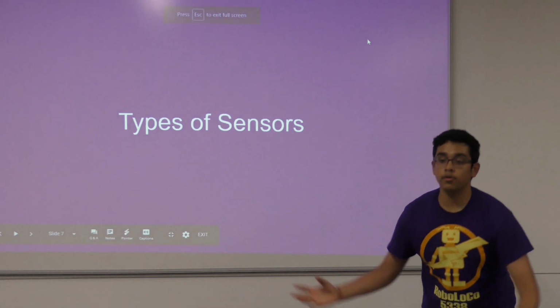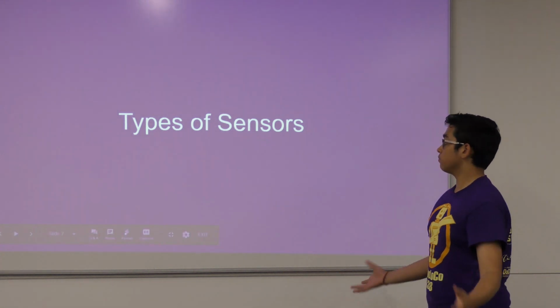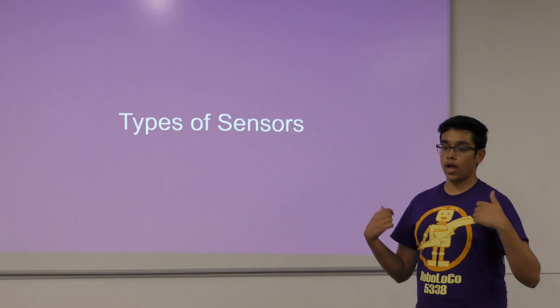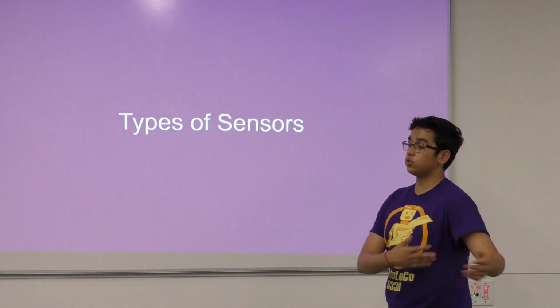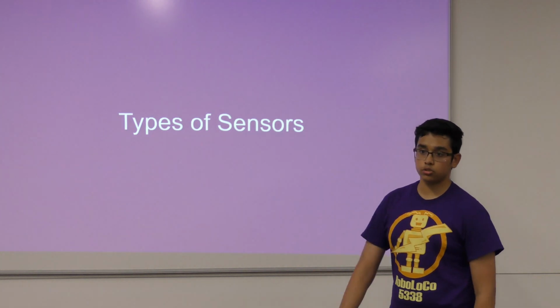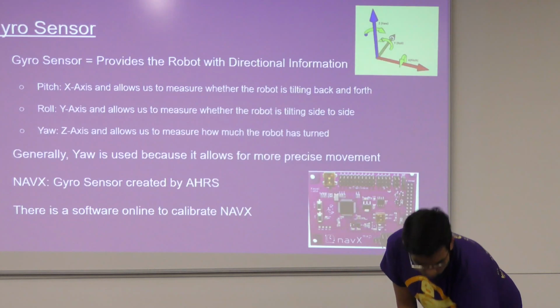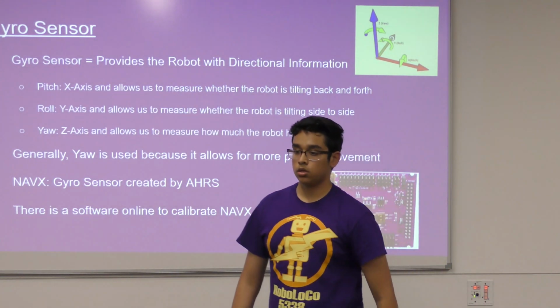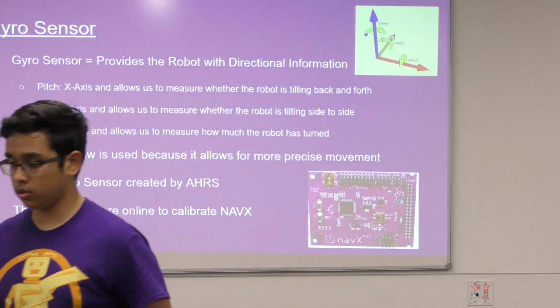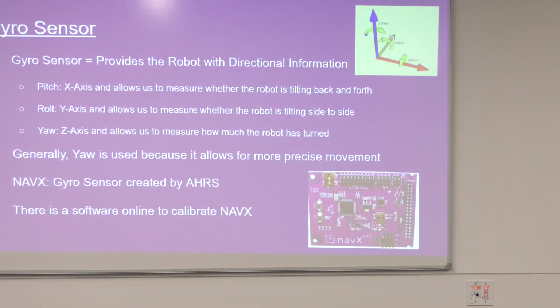So although driving with motors might be good enough, a lot of FRC comes down to doing stuff autonomously without too much driver input. So sensors are a great way to do that. One of the most common sensors that we use is the gyro sensor. It's the NavX. So if you want to come over here, I'll show you the sensor. Sorry, a lot of walking today.